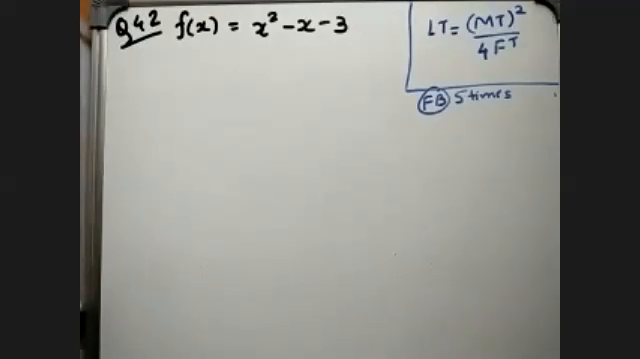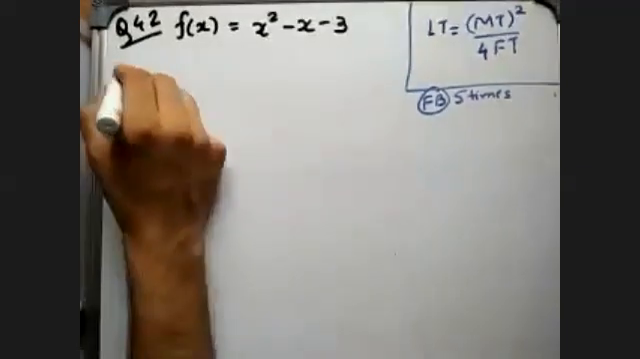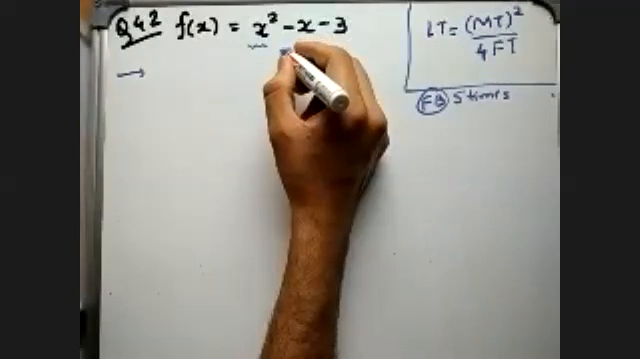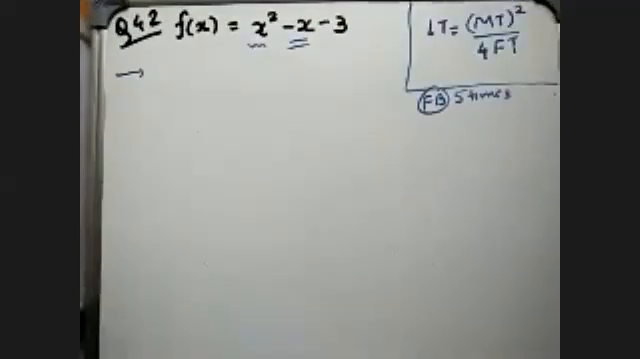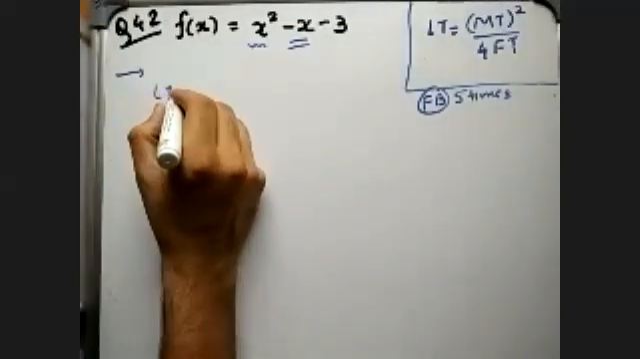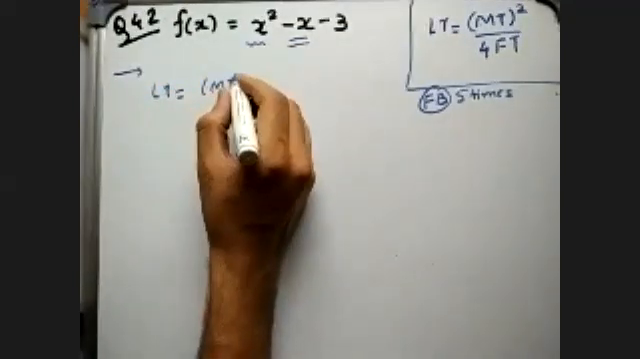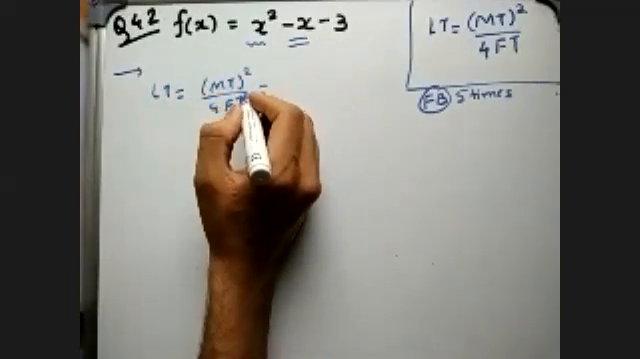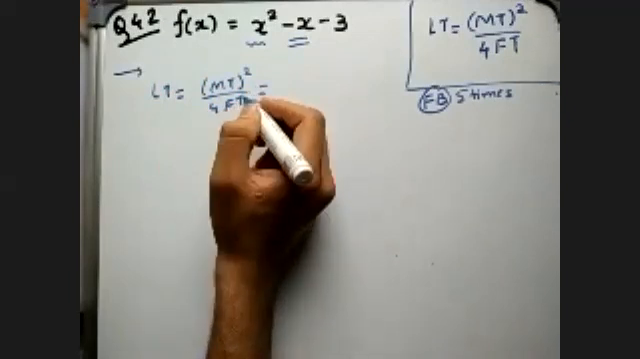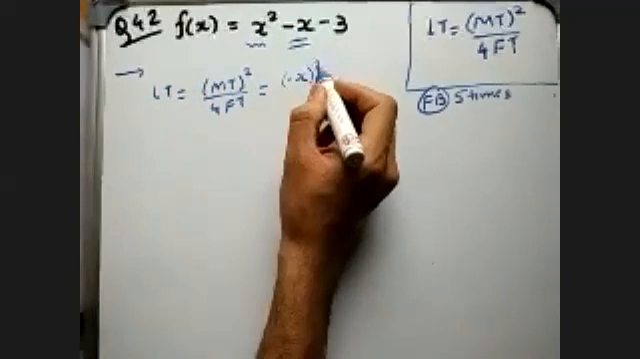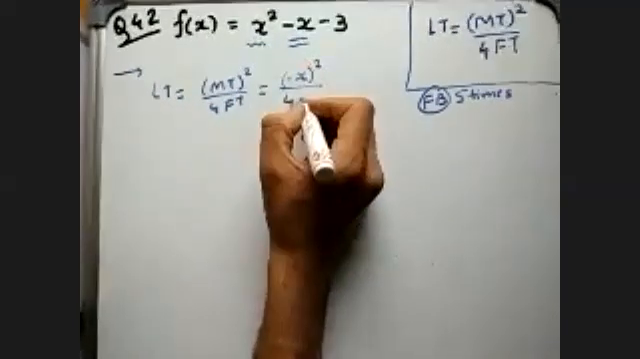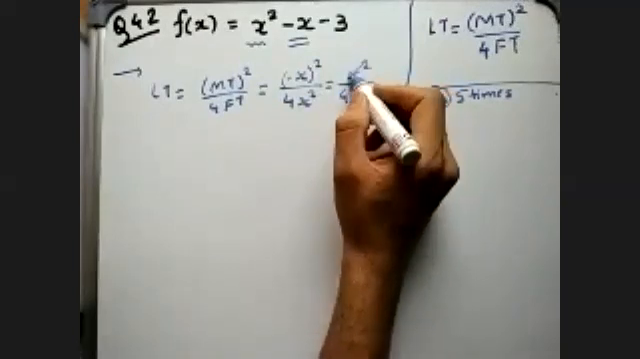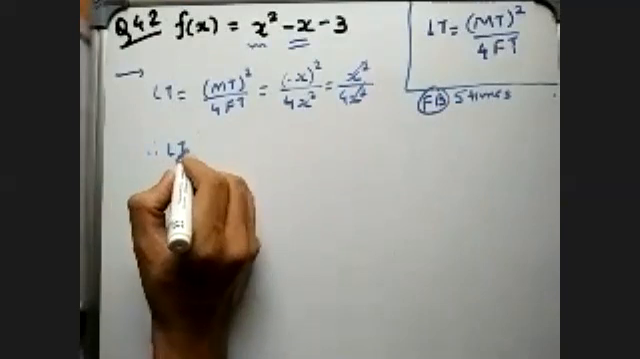So here, this is my first term, x square, and minus x is my middle term. So my last term should be middle term square by 4 times first term. Middle term is minus x whole square divided by 4 times first term, which is x square. So this is x square by 4 times x square. X square will get cancelled out. So therefore my last term will be 1 by 4.